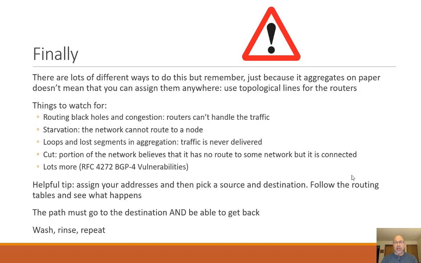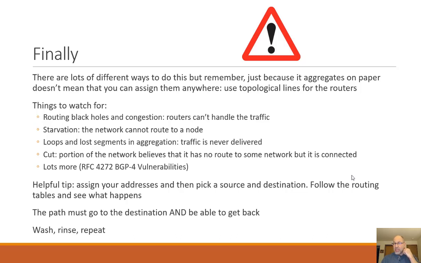Routing black holes and congestion can be caused by routers that are accumulating too many routes or too many pathways. Starvation is when a network cannot route to a particular node. And then also we have loops and lost segments due to aggregation.